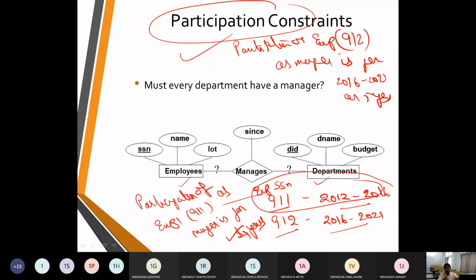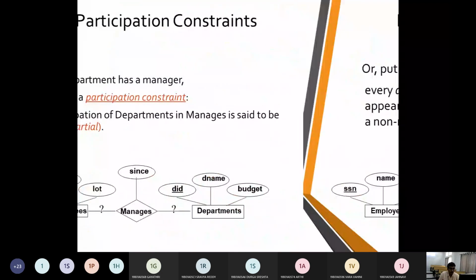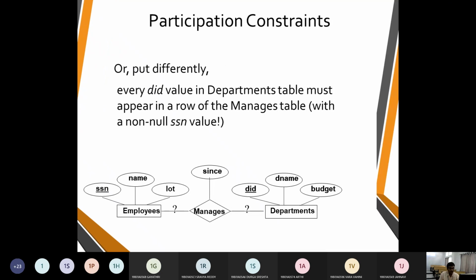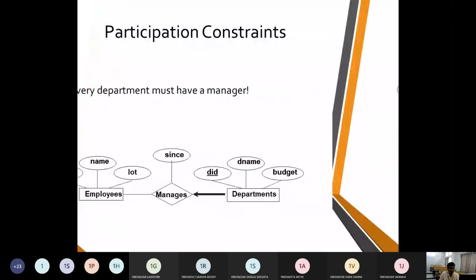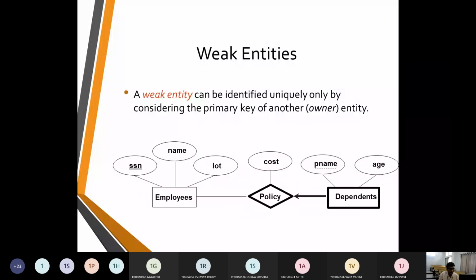No question about it. But how long he is an HOD, how long he is a supervisor, from a period to a period, that much he has participated in a new role. We are going to call it a participating constraint. So we talked about participating constraints. Let us look in today's class.